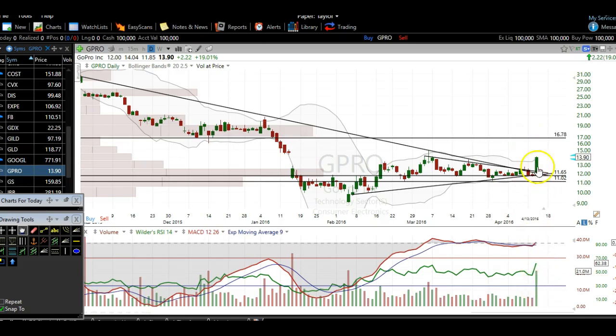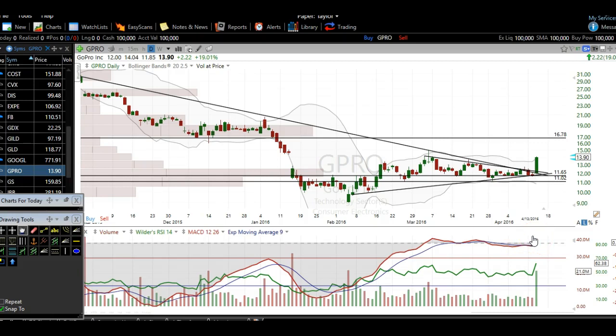You've got to look at this volume. You've got to look at that candle. We broke over this downtrend line. We broke out of this little tight range right here that we've been trading in. Indicators are agreeing. RSI pointing up. MACD pointing up. Definitely a good look here.